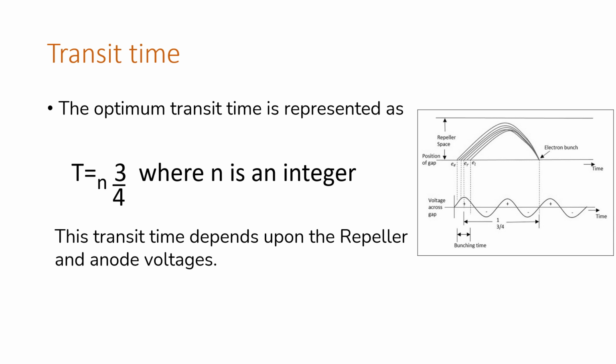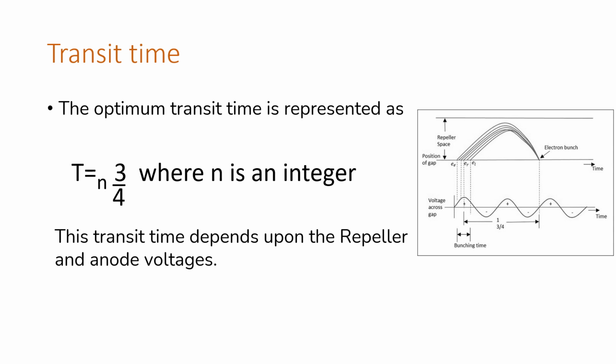Transit time. Transit time is defined as the time taken by the electrons to return to the cavity gap after getting repelled by the repeller electrode. For sustained oscillations to take place, transit time is the most important factor. Basically, the optimum time for leaving the gun is centered around the reference electron, which is considered at a 180-degree phase shift or phase difference from the sinusoidal applied potential across the gap.